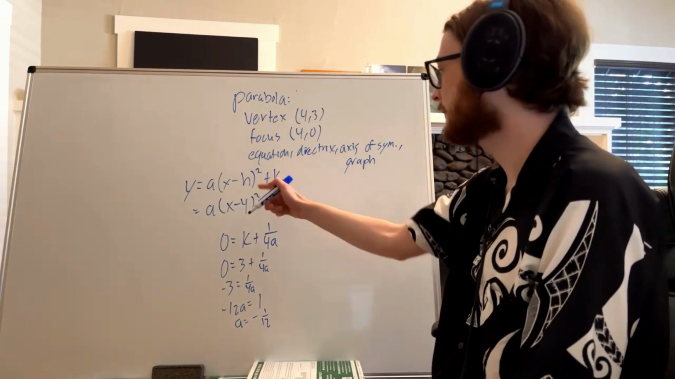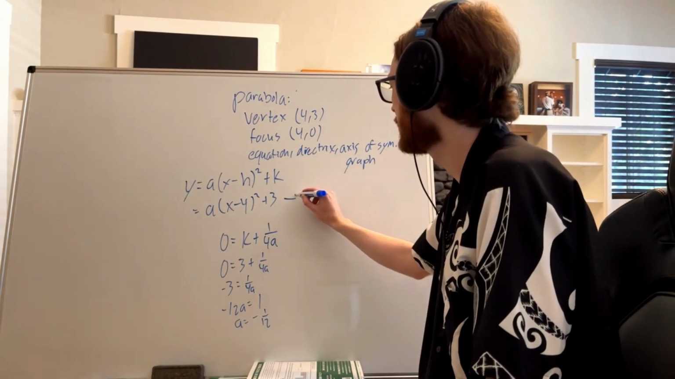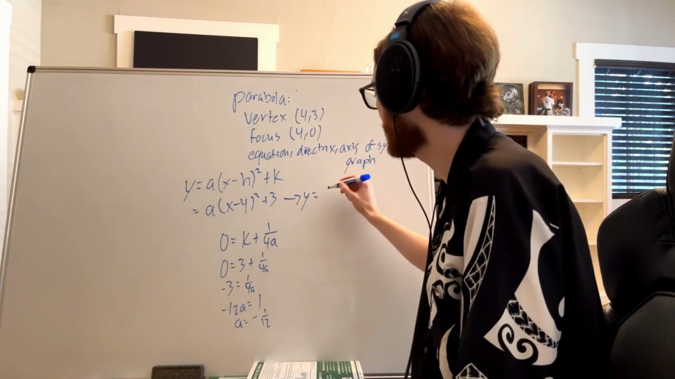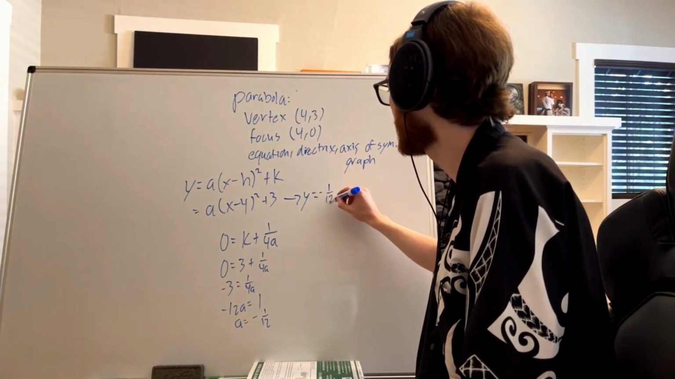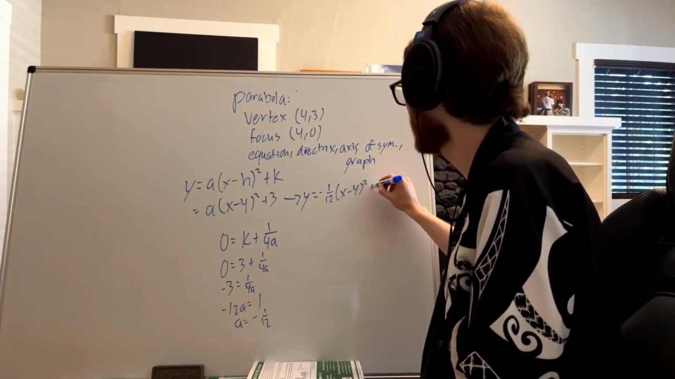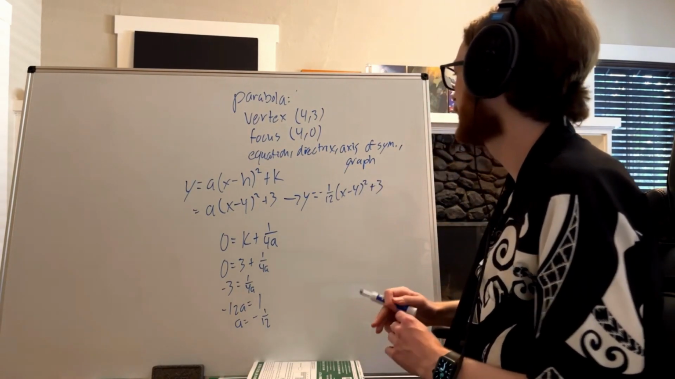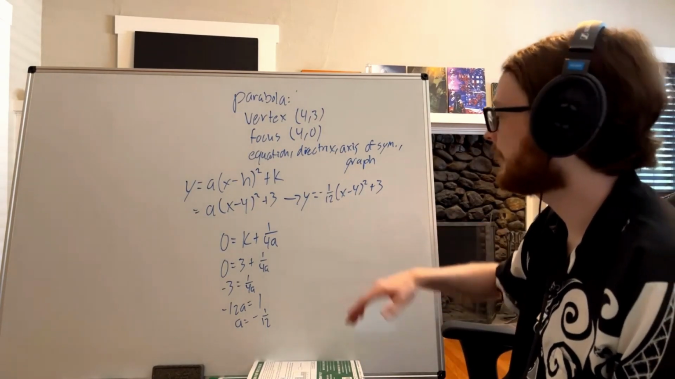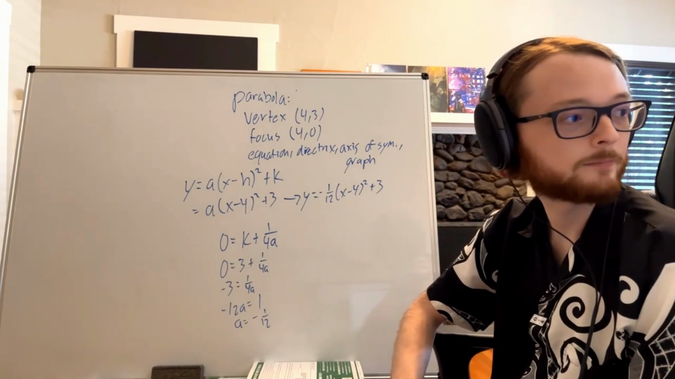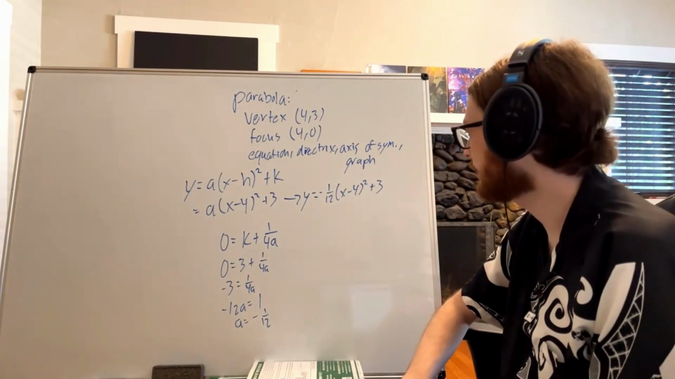So the vertex form of this parabola is y equals -1 over 12 (x minus 4) squared plus 3. You could multiply this out and get into the standard form for a parabola, but it's all the same.